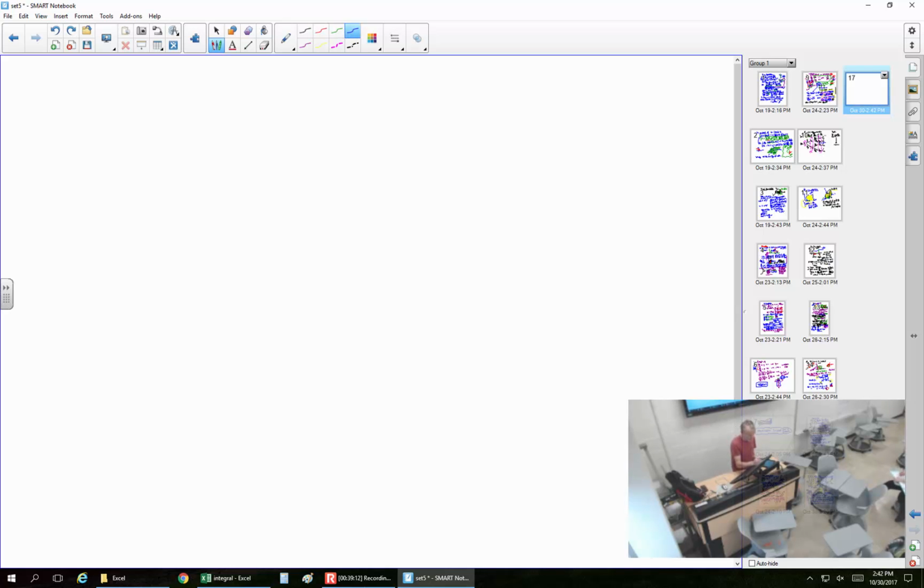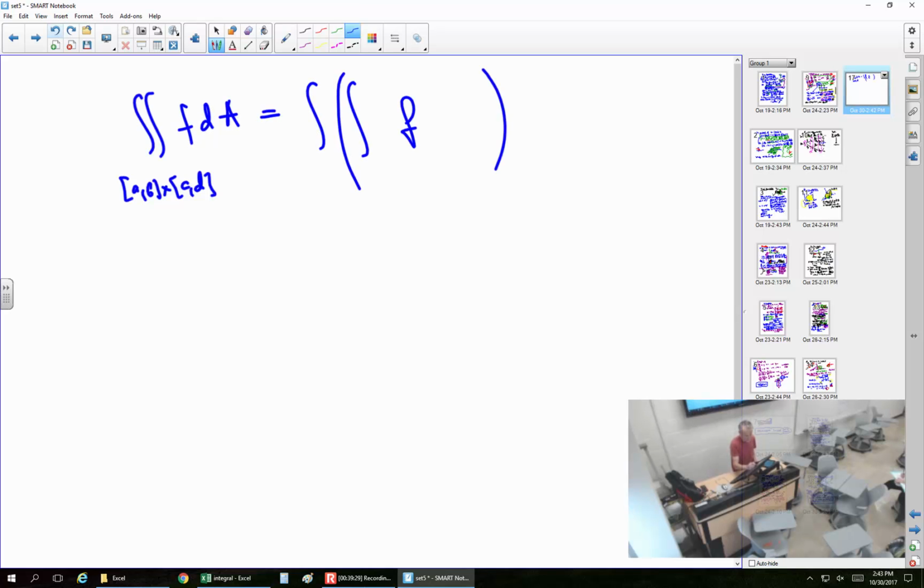So the integral over R, well, let's write what R is, [a, b] by [c, d], of f dA is the integral, with big parentheses here, of one variable at a time. This time I'm using calculus 1 notation, so there will be no doubt. It doesn't matter which one goes first, but right here, x.